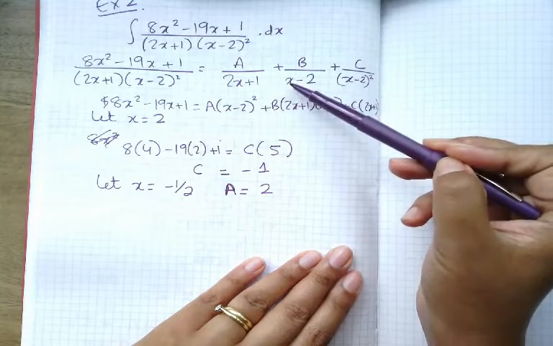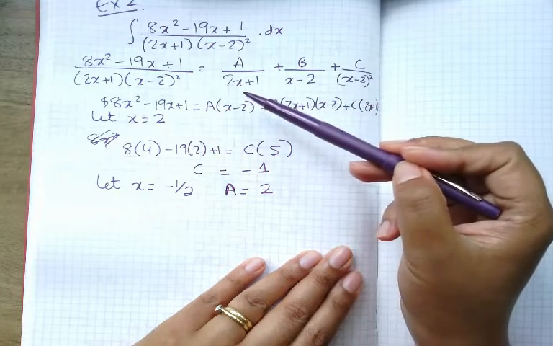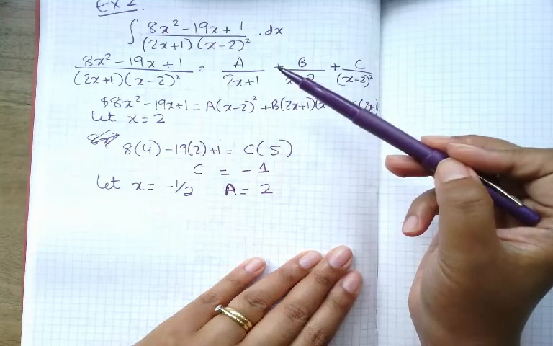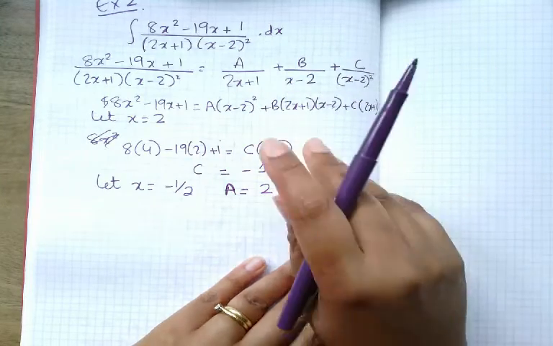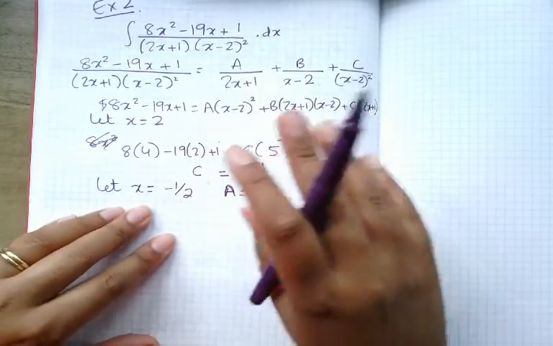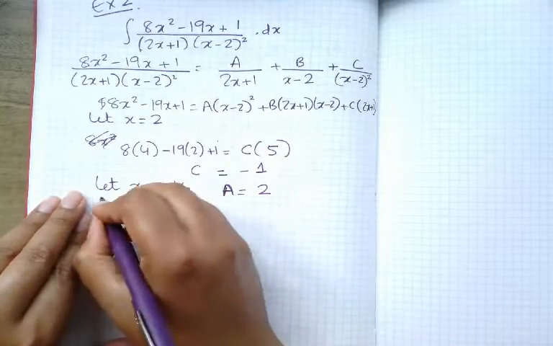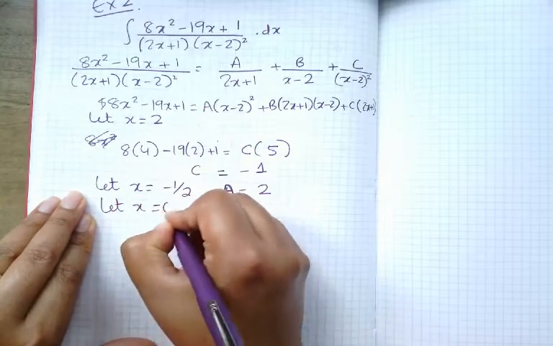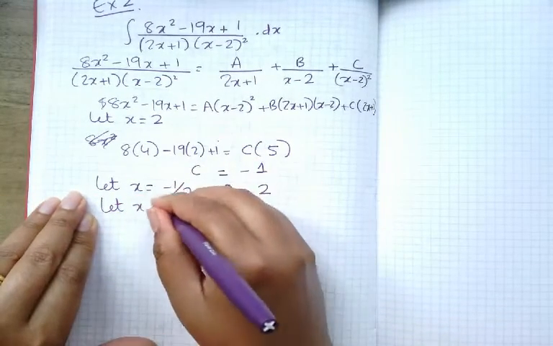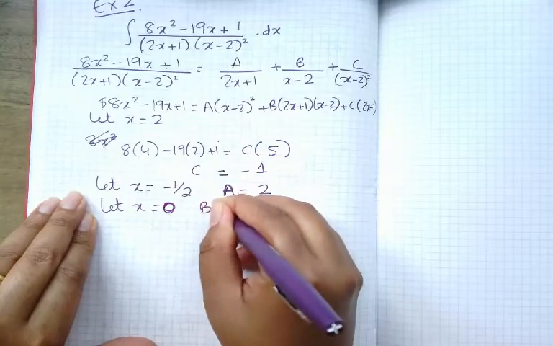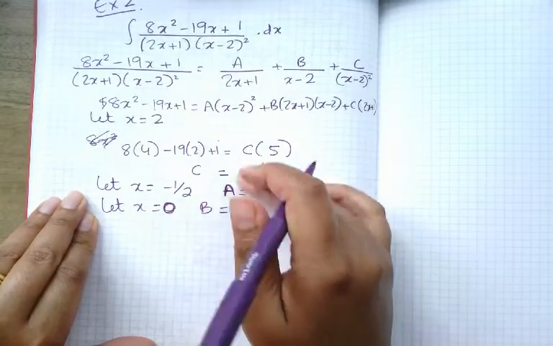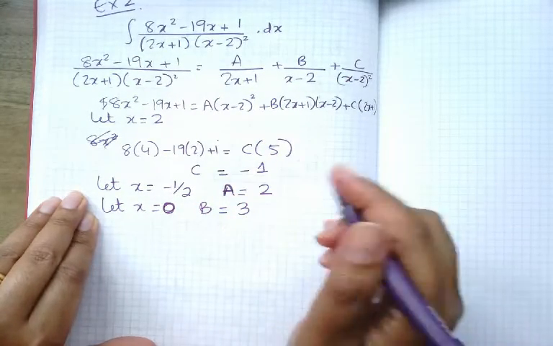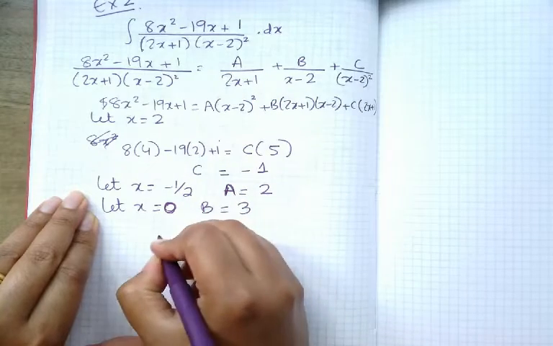We've already used 2, we've already used minus a half, so the next thing that we should do is use 0. We can use any variable, to be honest, but 0 is the easiest. Okay, so we'll say let x equal 0, and if we do that, it will get us b is equal to 3.